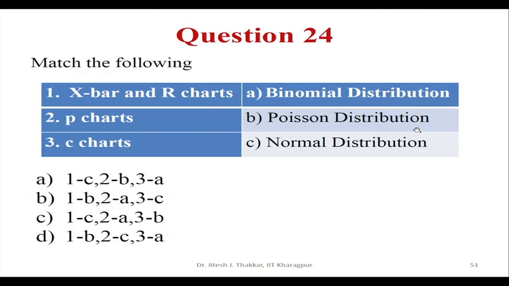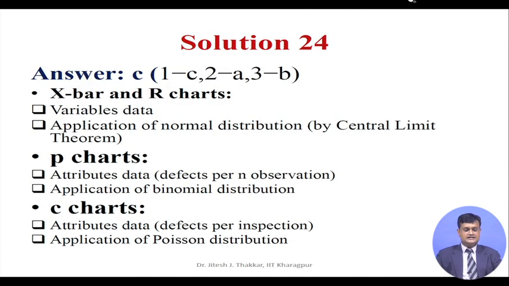Question 24. Match the following: X bar and R chart on the left side, second is P chart, third is C chart, and on the right side you are given 3 different distributions. Which one is the most appropriate one for an individual control chart? And you have 4 options A, B, C and D on the screen. The correct answer is C, 1C, 2A and 3B.